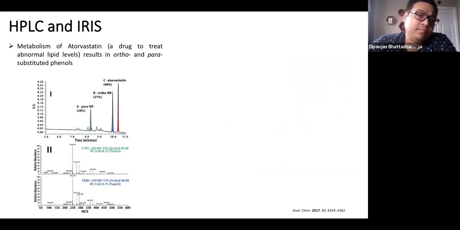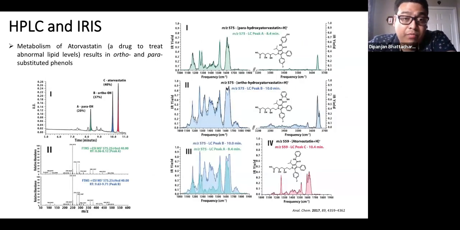One more example of HPLC and IRIS combined is the metabolism of atorvastatin, which is a drug to treat abnormal lipid levels. When it's metabolized, it forms the ortho and para-substituted phenols. You can see from this picture, panel one is basically the para-substituted one, a perfect match with the theoretical IRIS spectrum. So you can identify that, that's the green.